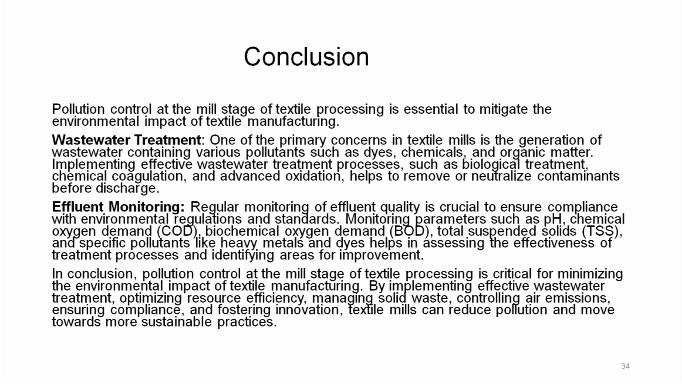In conclusion, we can say pollution control at the mill stage of textile processing is essential to mitigate the environmental impact of textile manufacturing. Wastewater treatment is very essential. One of the primary concerns of a textile mill is the generation of wastewater containing various pollutants such as dyes, chemicals and organic matter. Implementing effective water treatment processes such as biological treatment, chemical coagulation and advanced oxidation helps to remove or neutralize the contaminants before discharge.